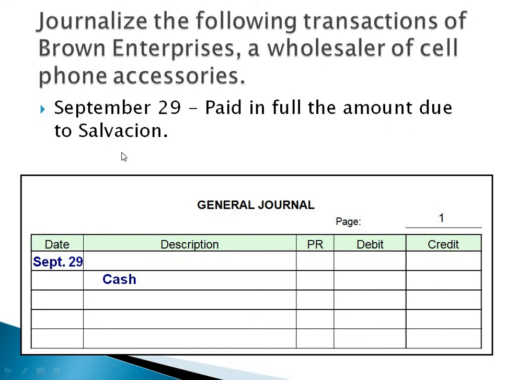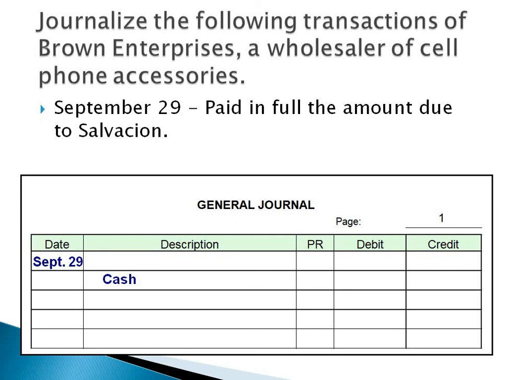Another question is, why did Brown pay cash to Salvation? Did Brown make a purchase on this date, September 29? No. The transaction does not say that. So we cannot debit purchases here. Recall that we have already encountered this Salvation before this transaction on September 29. Prior to September 29, Brown Enterprises had previous transactions with Salvation. Remember? And to be able to properly record this September 29 transaction, we need to go back to those previous transactions.